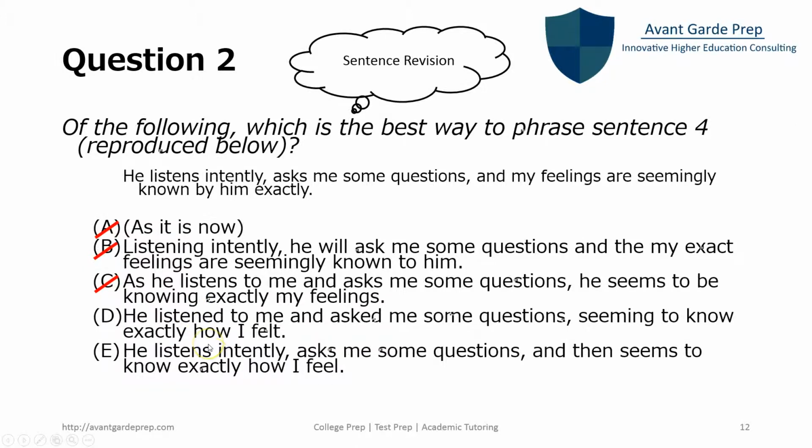D. He listened to me and asked me some questions, seeming to know exactly how I felt. D doesn't work because the sentence switches to the past tense. The context suggests that these are habitual, ongoing actions that require the present tense. So we don't want listened in the past. Okay, and that leaves us with E. He listens intently, asks me some questions, and then seems to know exactly how I feel. So this works for the parallel construction. We want to have everything done by the father, and we want to keep it all in the active voice, and that's what this does. So E is our correct answer.